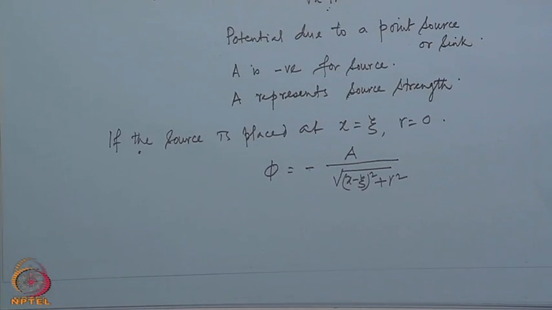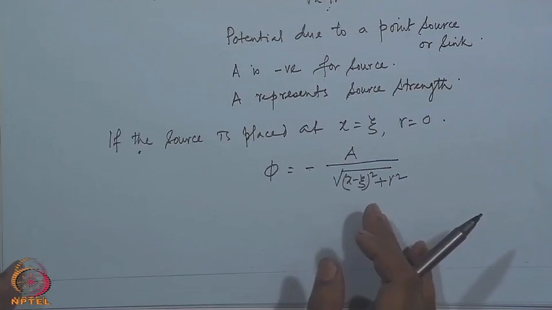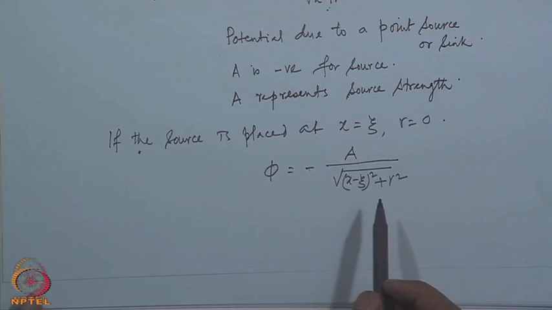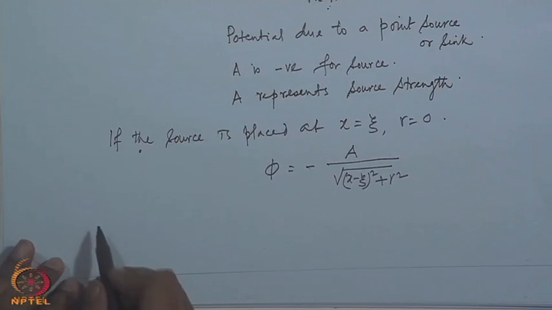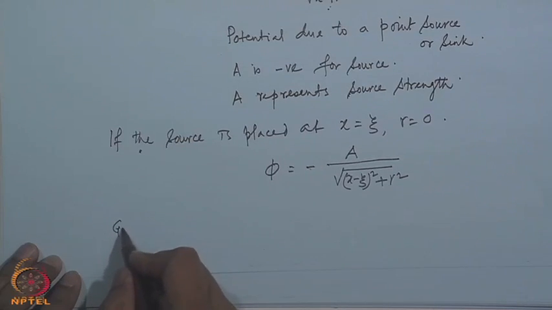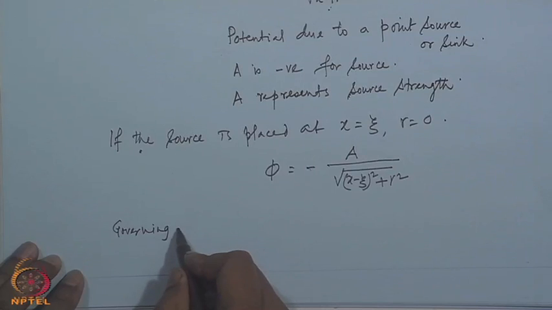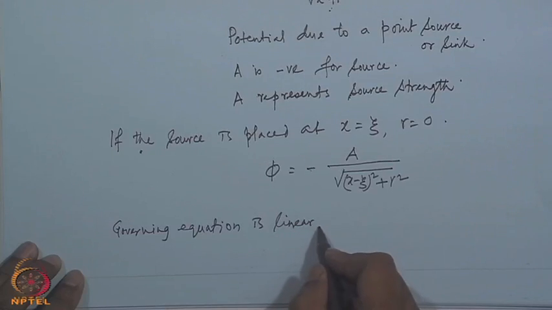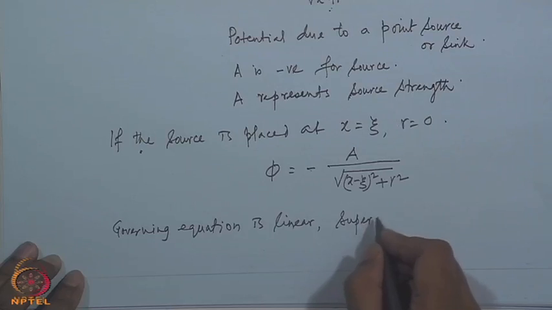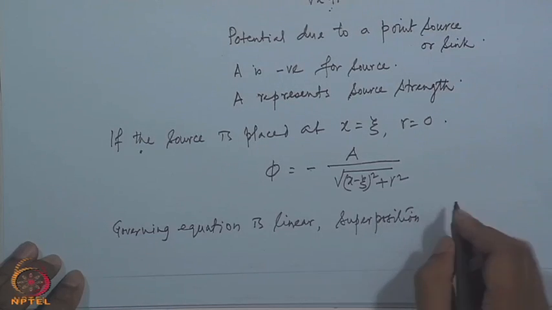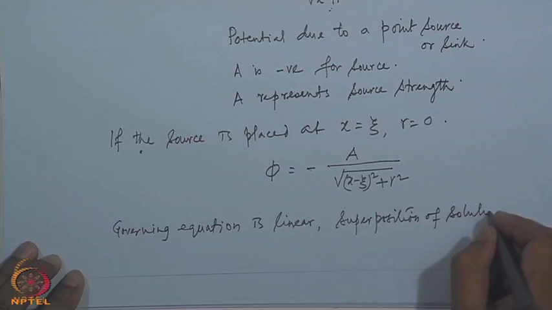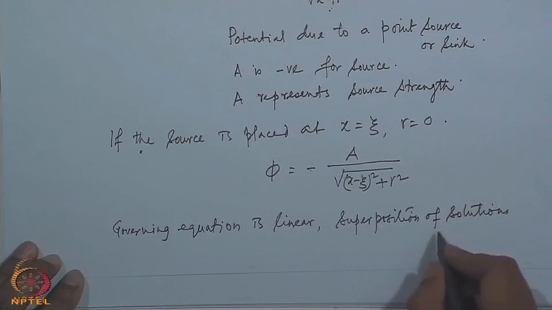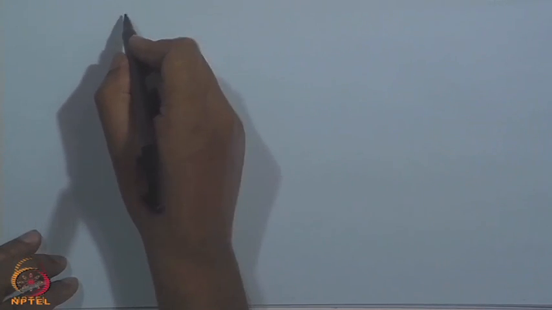Now, since the governing equation is linear, any superposition is also a solution. Governing equation is linear, so superposition of solutions is allowed, and hence this is also a solution.